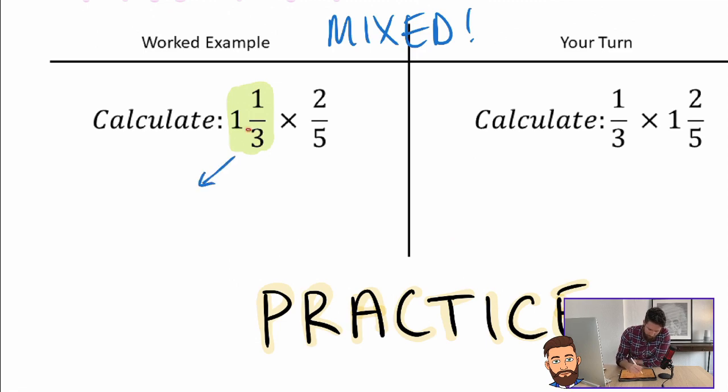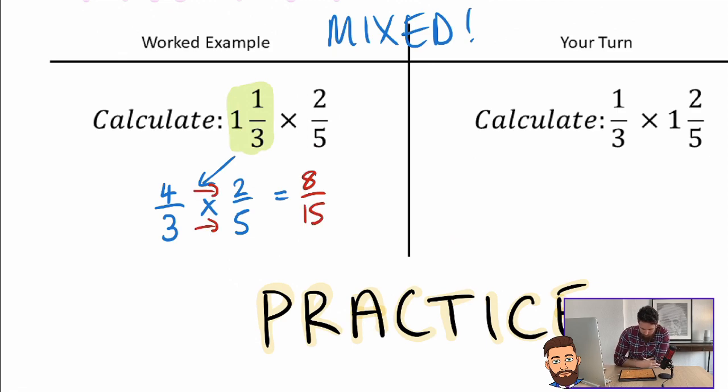So what would that be? 3, and this again is using yesterday's lesson. 3 times 1 is 3, plus 1 is 4 over the original 3, times by, this one is just a standard fraction, so we can just put that there, times by 2 fifths. We can multiply those across, where we get 4 times 2 is 8, and 3 times 5 is 15. Can we simplify that? No. Nothing goes into 8 and 15.